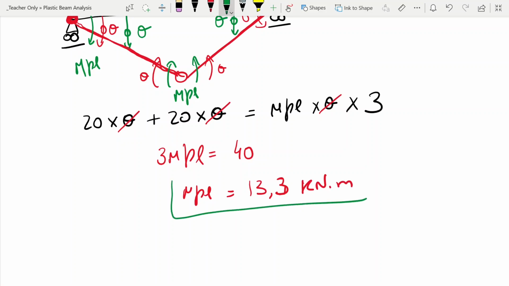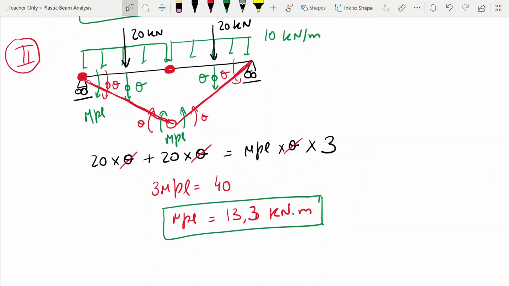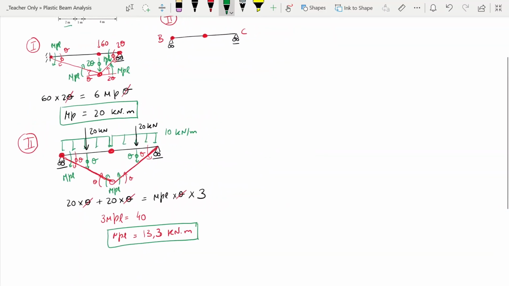Okay, so again, what did we find out in this case? We found out that for this collapse mechanism not to occur, we need at least a section that can resist a moment of 13.3. Now, how do we interpret these 2 pieces of information? Which one is critical? Let's read it carefully again. The first moment of 20 says that we need a section that has a resistance of 20 for collapse mechanism 1 not to occur. And the second one, 13.3, says the same thing: we need a section of 13.3 to make sure collapse mechanism 2 does not occur.